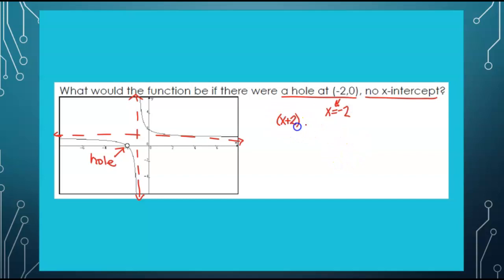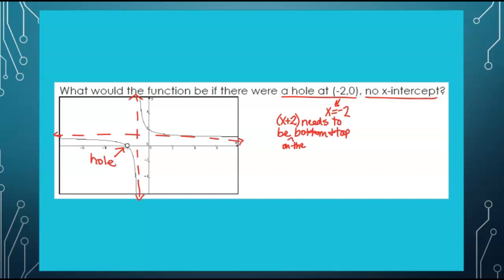What's the factor going to look like if the hole's x value is -2? X plus 2. Good. You set this equal to 0 and you get the x value of the hole, yes. But if I were going to put it back in the function, where does it need to be? It needs to be on the bottom and top. X plus 2 needs to be on the bottom and top. That way it can cancel out and we will actually have the situation where there is a hole.